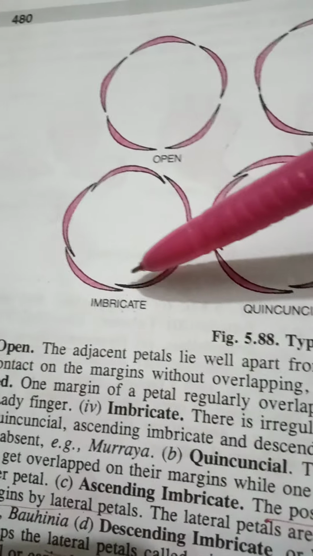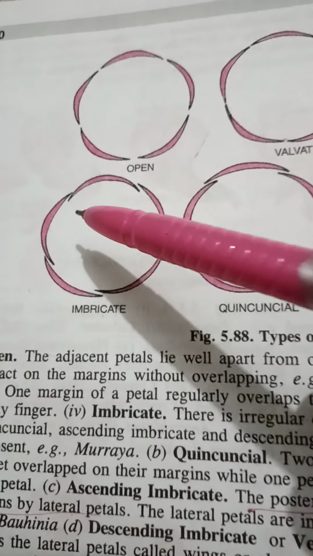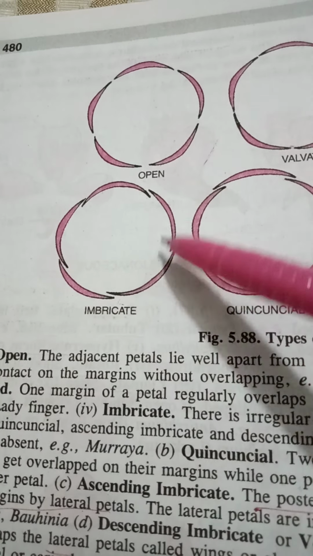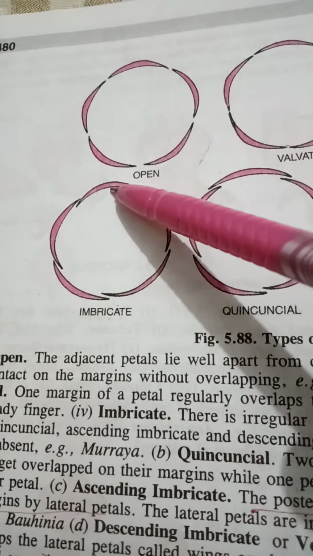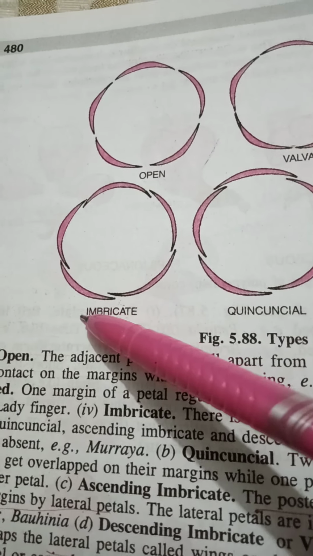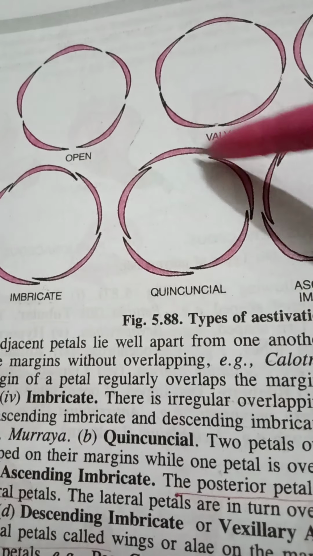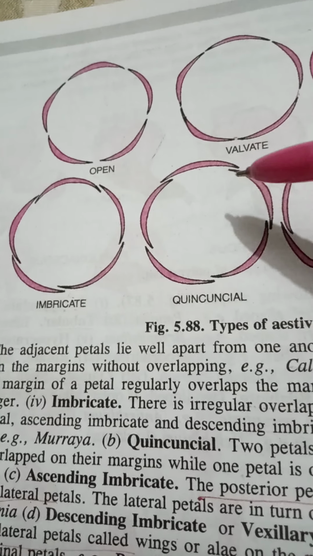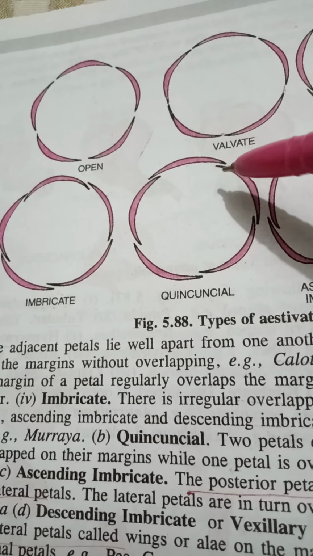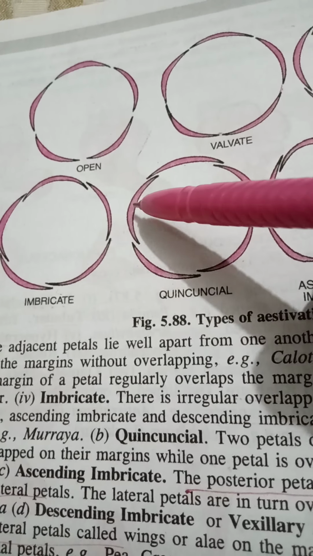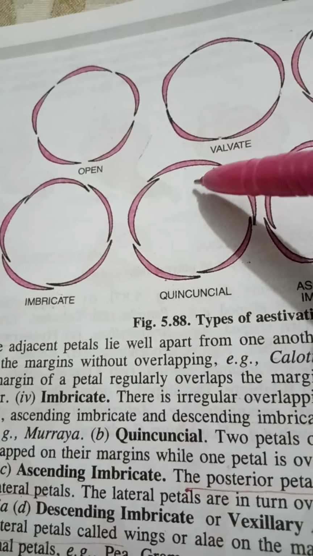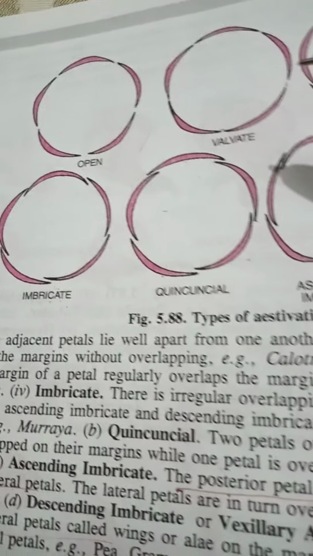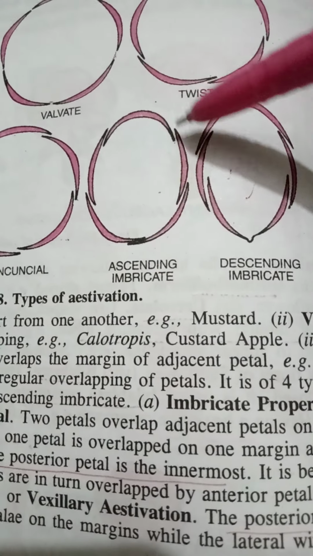Then the next one is the imbricate estivation. Here one petal is completely inside and one petal is completely outside. Others are all like the twisted type, but the difference is observed in these two, one inside, one outside. Similarly, in quincuncial, two petals are outside, two petals are inside, and one is showing the twisted type. That means one margin is inside, one outside, but otherwise these two are completely inside and these two are completely outside. If one petal is inside and one outside, it is imbricate. If two petals, quincuncial.